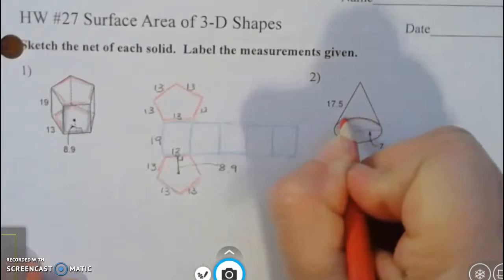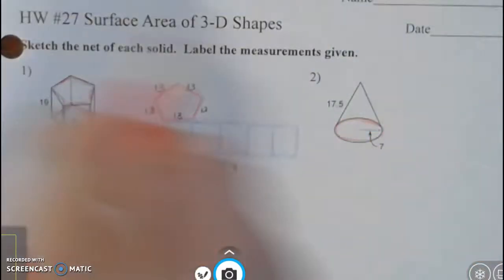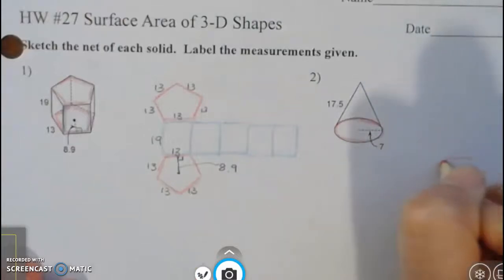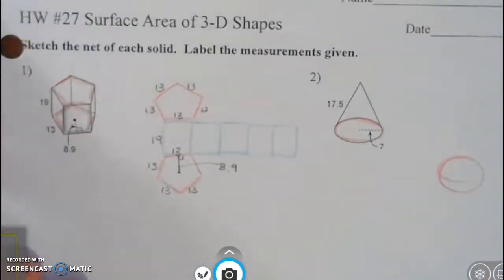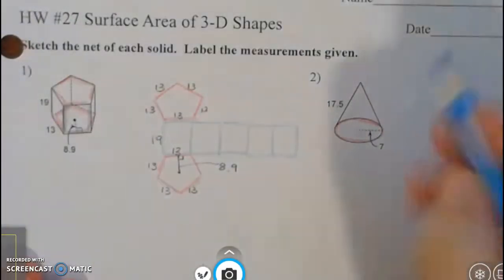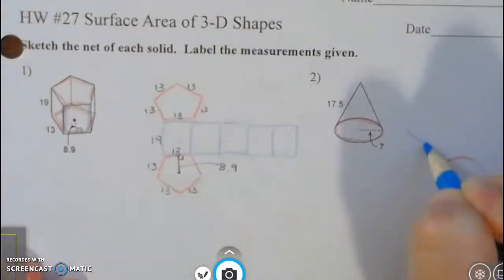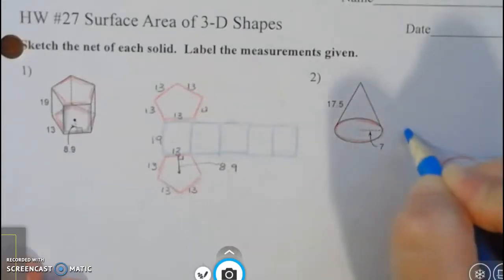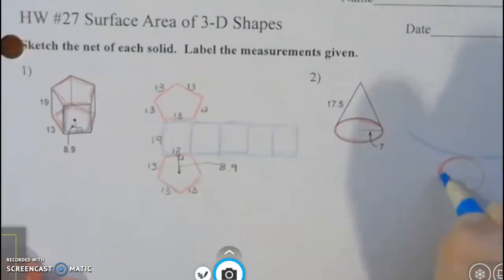Alright, next, what do I have here? I have a base shape that is a circle, and that meets at a point. So what sort of shape is that? That's a cone. Oops, let me draw a circle. Certainly not an oval. And then from here, the side is going to be a sector of a larger circle. This length is going to wrap right around the circle, so it's going to be as long as the circumference of the circle, but it is also going to be a sector, like so.